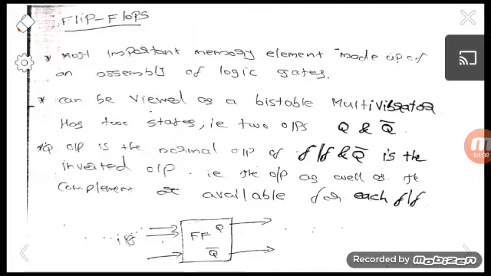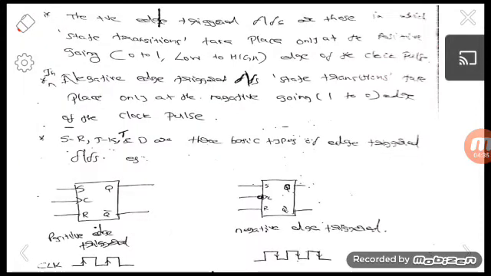Most of the system outputs can change state only when the clock makes a transition. The clock pulse, as we have already seen, is a square wave, and a transition means the clock pulse changes from 0 to 1 or 1 to 0. Based on that transition, flip-flops can be classified as positive edge triggered flip-flops or negative edge triggered flip-flops. Positive edge triggered flip-flops are those in which the state transitions take place only at the positive going edge of the clock pulse, that is, when the signal changes from 0 to 1.